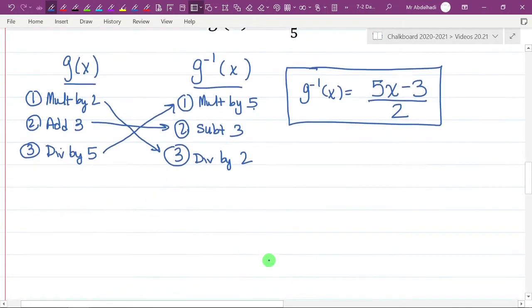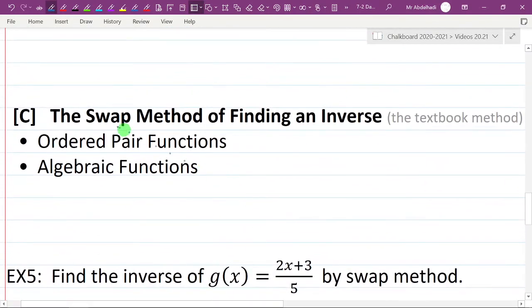Now, the algebraic method, I have dubbed the swap method, only because the main step is you're going to swap x and y. That's the big deal here. So just to give it a name, I'm going to call it the swap method. And so you have the verbal method and you have the swap method. Certain homework questions require you to use the verbal method. Certain questions are going to require you to use this swap method.